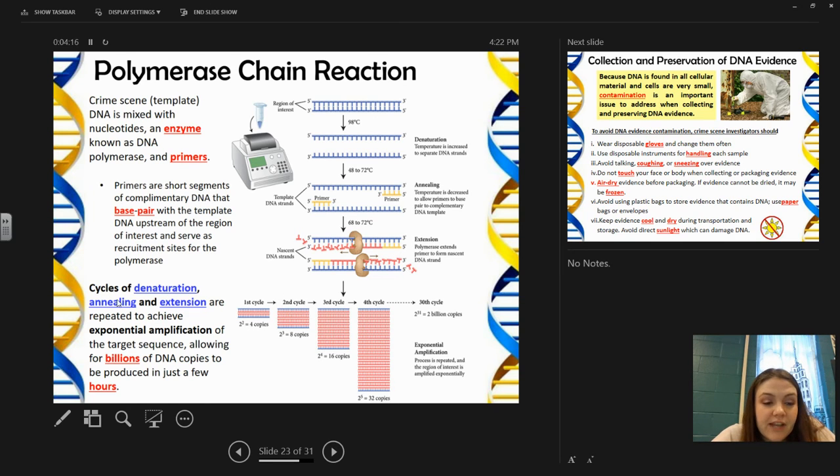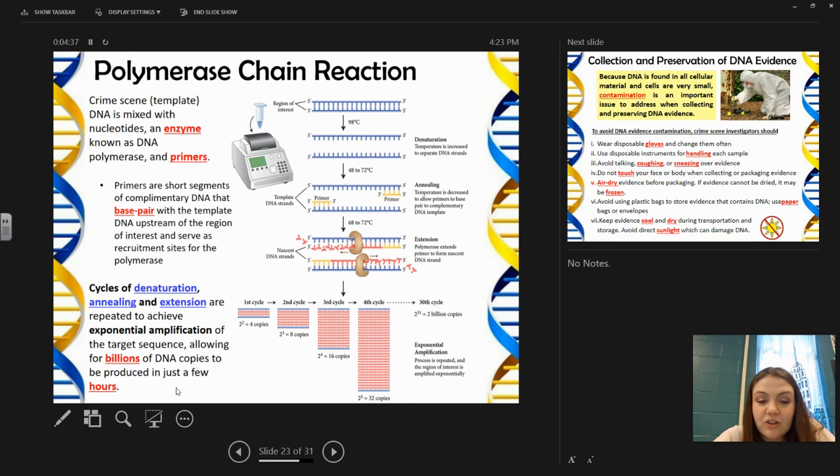All right. The cycles of denaturation, annealing, and extension are repeated to achieve exponential amplification. Meaning they're just going to keep doing it. After the first cycle, we'll have 4 copies. Second cycle, 8 copies. Third cycle, 16 copies. Fourth, 32. And I can do it all the way to the 30th cycle and have 2 billion copies if I need that many copies, okay?